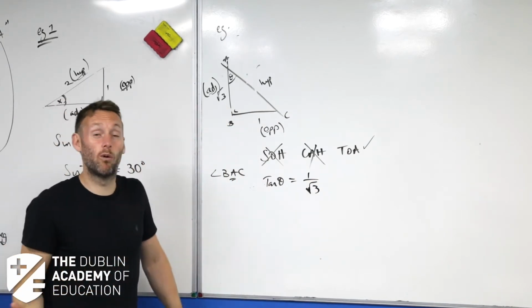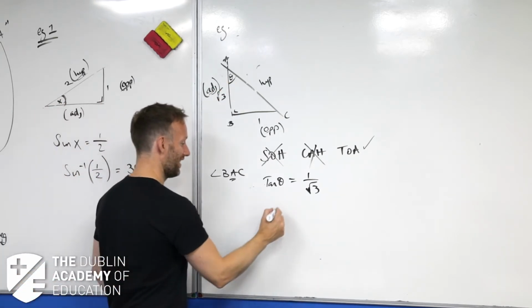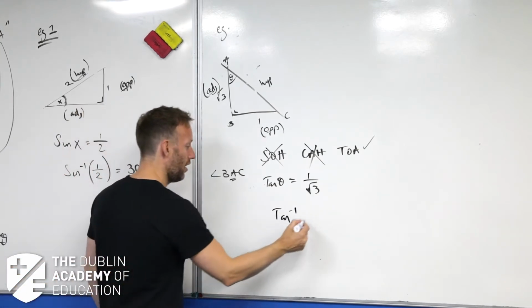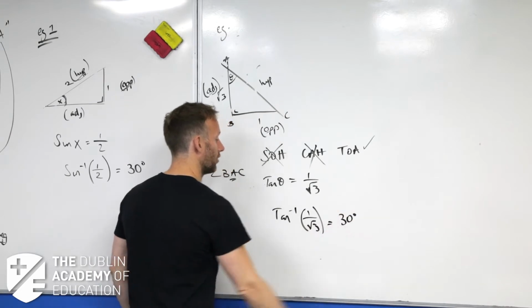Now we've just got really one more step to go. What are we looking for? We're looking for an angle. What do you got to get? You got to get the shift. So tan inverse. And then you'll use your fraction key in your calculator. 1 over root 3. Put that into your calculator, and that's equal to 30 degrees.